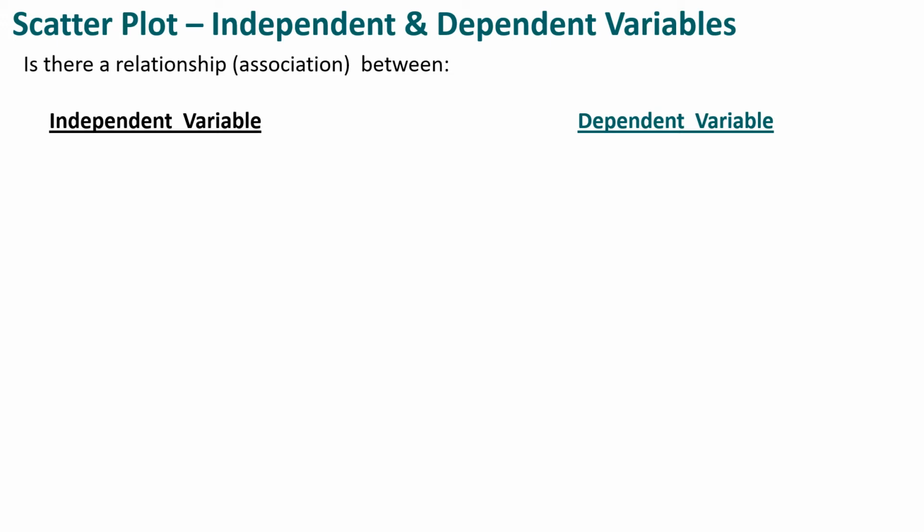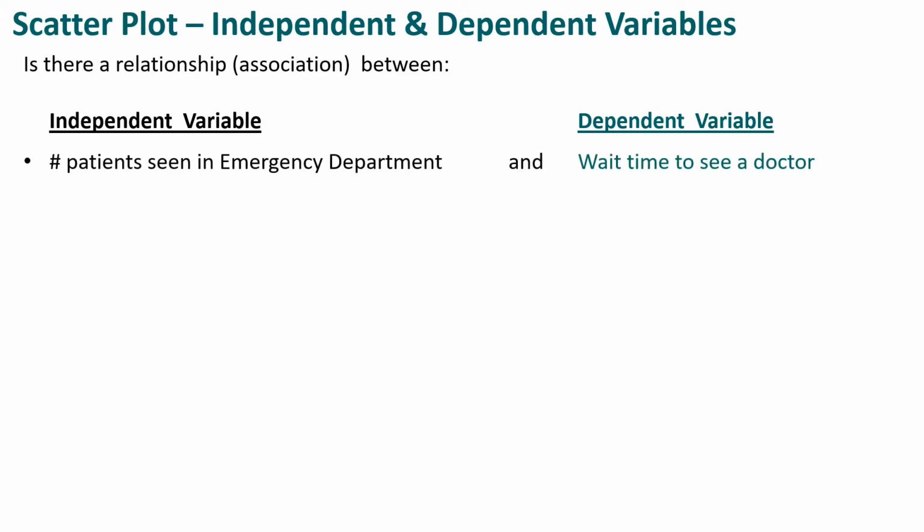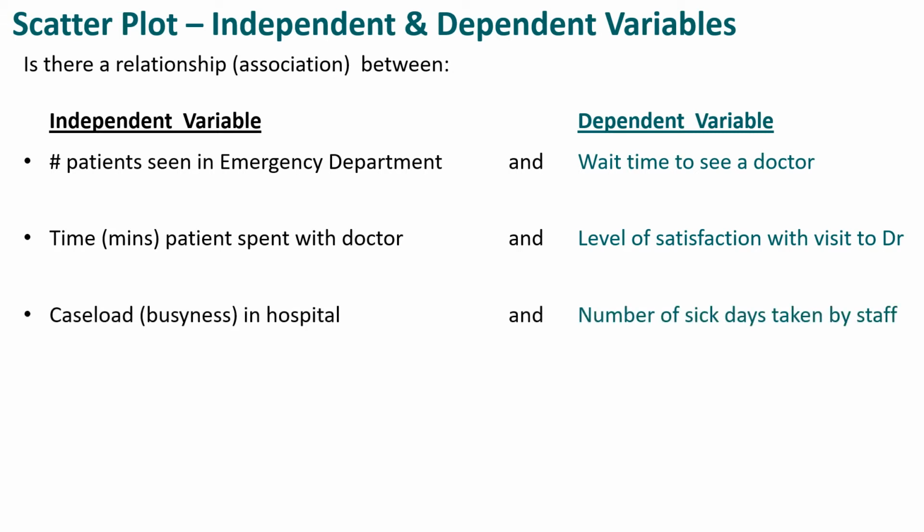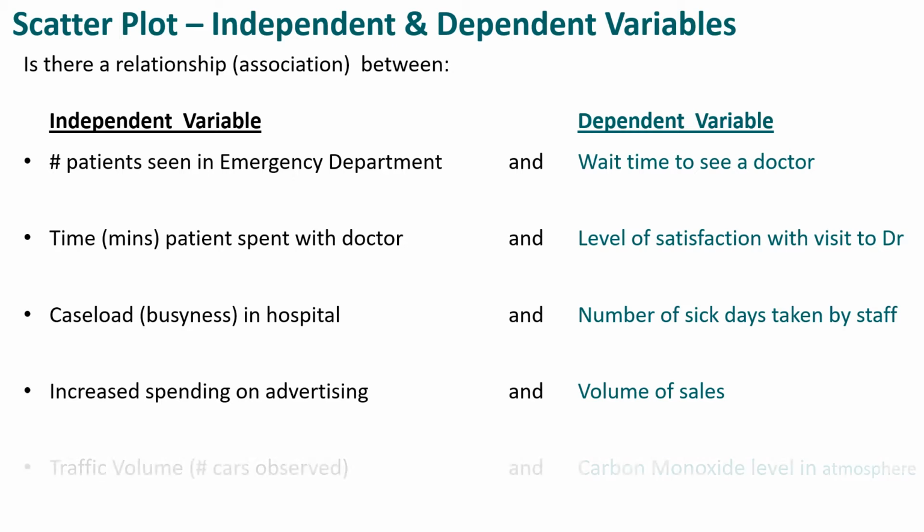A scatter plot will demonstrate the relationship, association or correlation between the independent variable and the dependent variable. For example, is there a relationship between the number of patients seen in the emergency department and the waiting time to see a doctor, or the time, in minutes, a patient spent with a doctor and the level of satisfaction with the visit? The caseload or business of a hospital and the number of sick days taken by staff. From a business perspective, increased spending on advertising and the volume of sales. Another example might be the traffic volume, the number of cars observed, and the dependent variable would be the carbon monoxide level in the atmosphere.